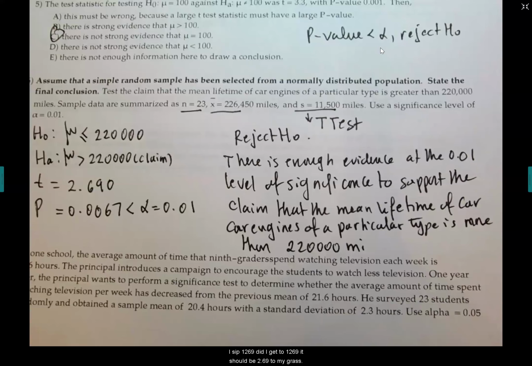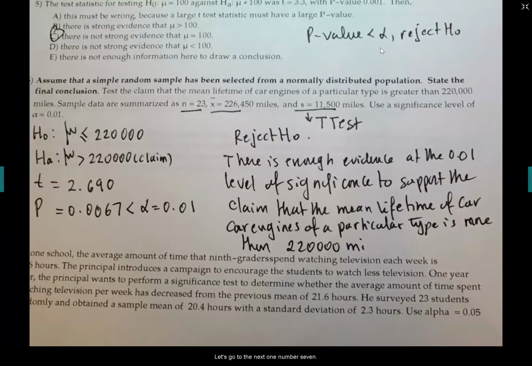I see 0.269. Did I get to 0.269? It should be 2.69 to my best. You guys probably missed the zero or something like that, but it should be 2.69. Okay, good. I see students made some mistakes in the data entry, but this is how it is. Okay, let's go to the next one.